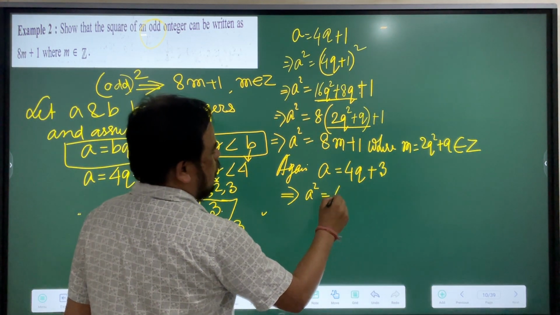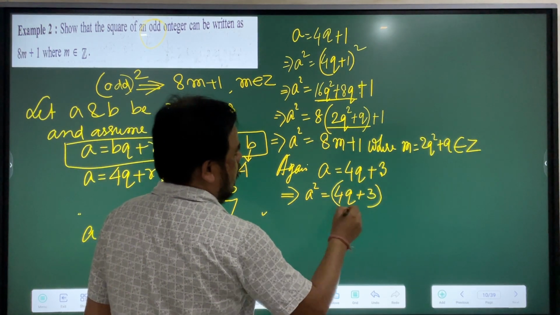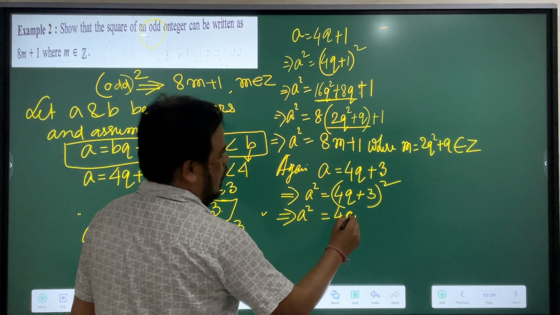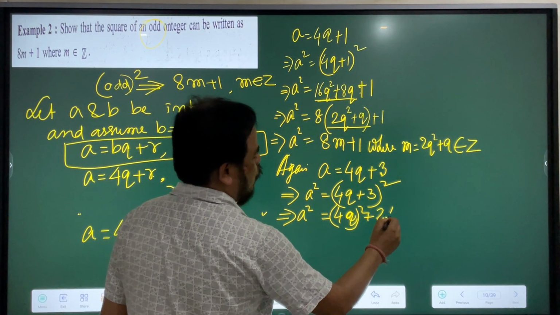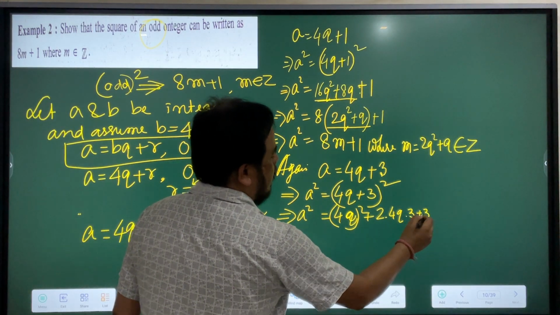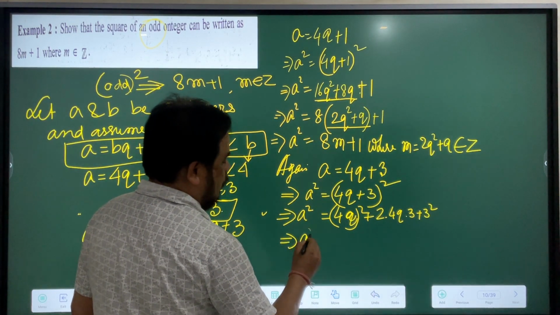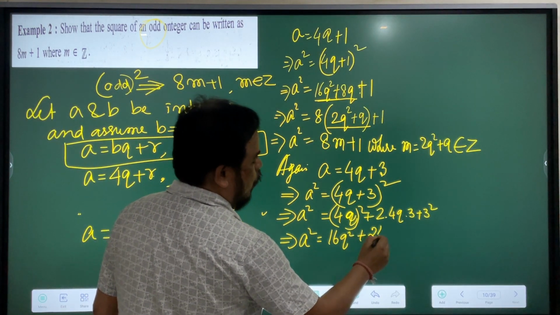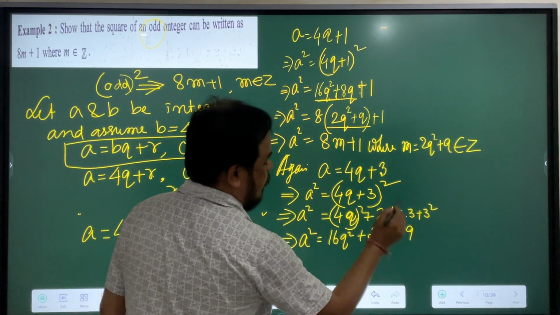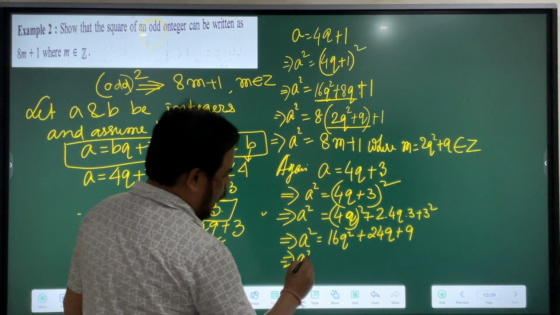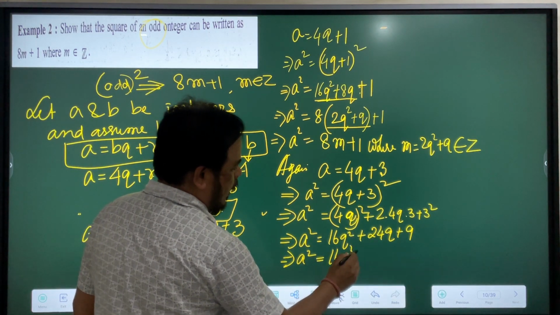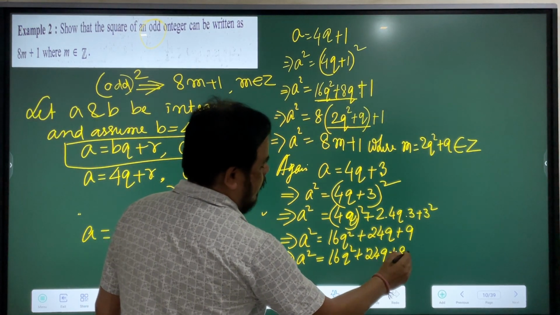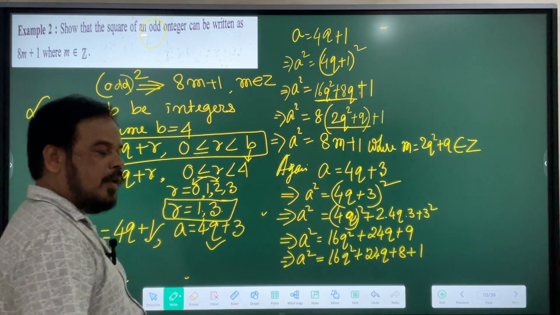a² = (4q + 3)². a² = 4²q² + 2·4q·3 + 3², that is, a² = 16q² + 24q + 9. Now a² = 16q² + 24q + 8 + 1. Why is it done? I will make you understand.